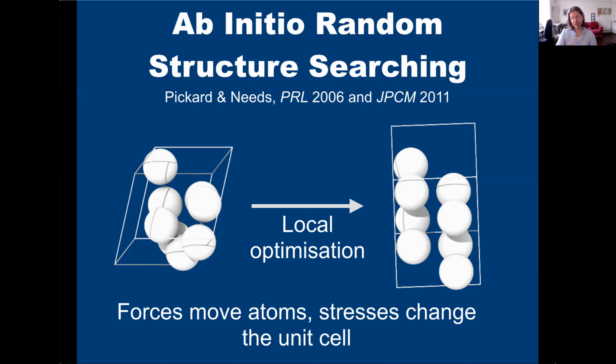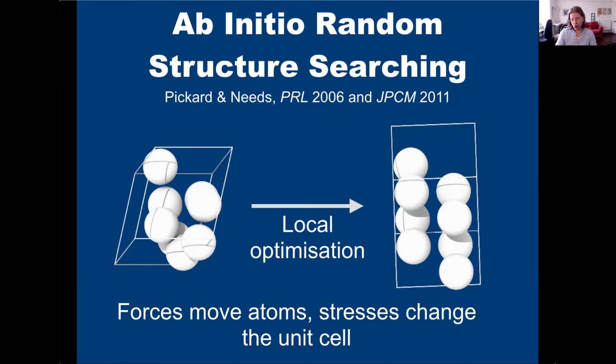So we build a randomly shaped unit cell, roughly the right volume, and then fill it with atoms, with simple constraints like don't put the atoms exactly on top of each other. And then we perform a local optimization. So we move the atoms and the shape of the unit cell until the forces and stresses become 0.